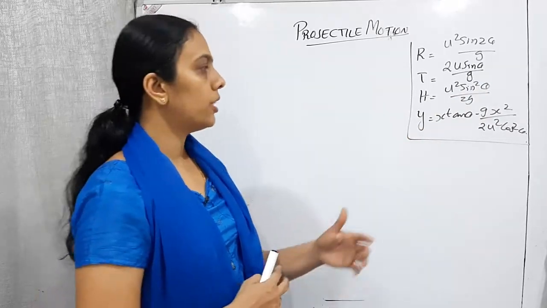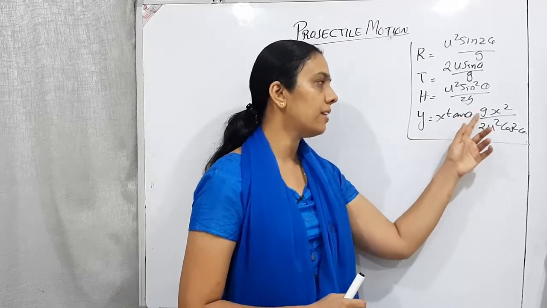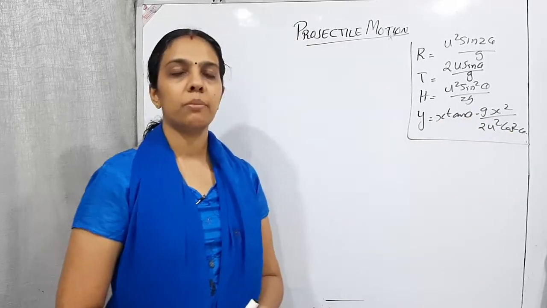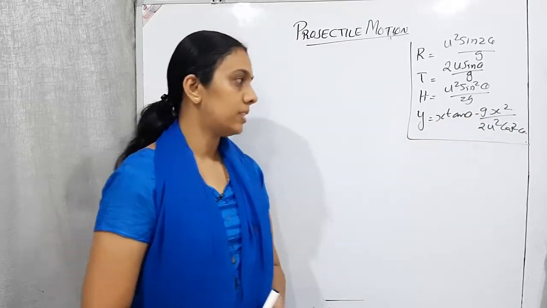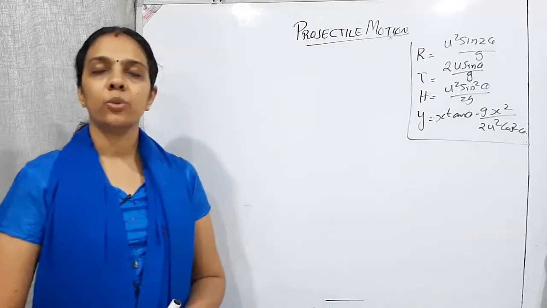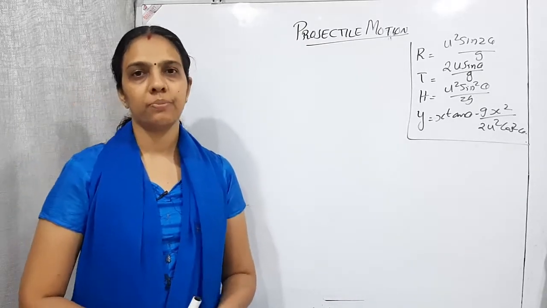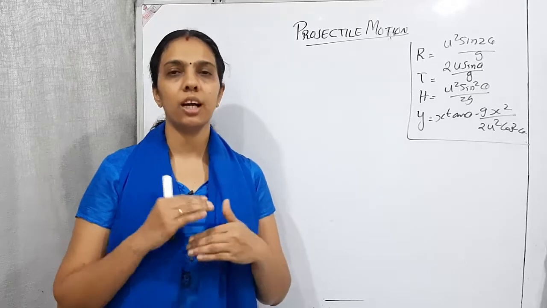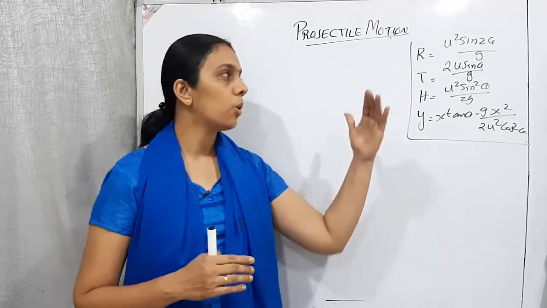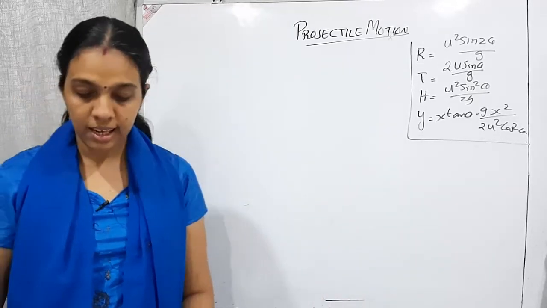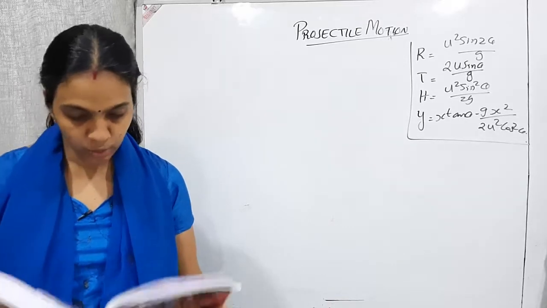Parabolic equation, what it will be: y equals x tan theta minus g x square divided by 2u square cos square theta. That is the equation for projectile. Okay, what is the path of the projectile, how we will be representing it. Relating to all these things, we were doing numericals, and today we are continuing with that.